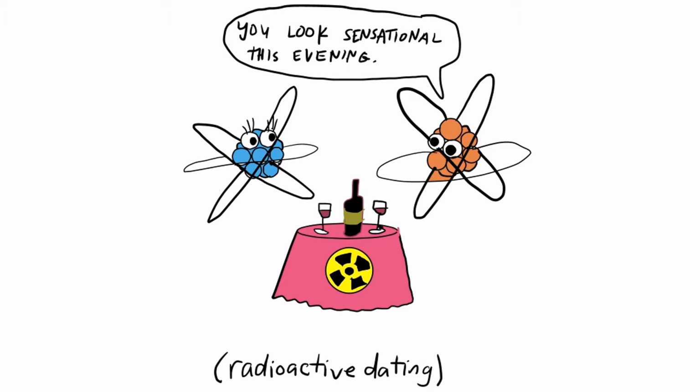So, how do scientists determine these ages? Absolute dating is also called radioactive or radiometric dating because it relies on the process of radioactive decay.